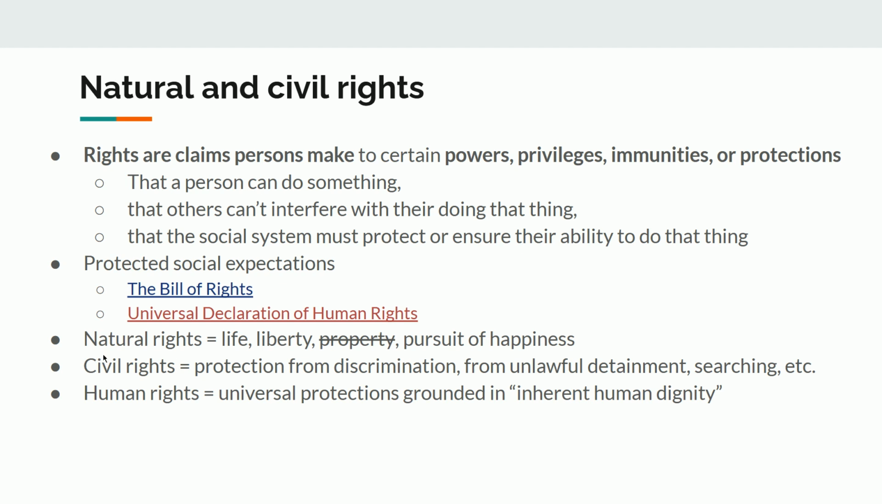We can also talk about civil rights as what particular social protections you need in an actual society. So not in contrast to the state of nature, but just what are the basic social protections that we need? Protections against discrimination, from unlawful detainment, from searching, and so on. Free speech might also be this kind of civil right.